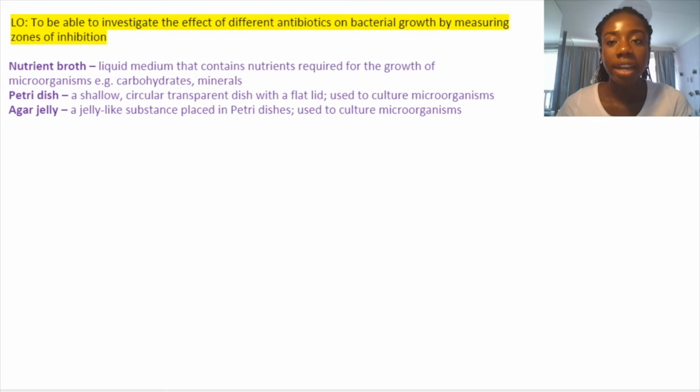These are our three definitions for this video. The first one is nutrient broth, which is a liquid medium that contains nutrients required for the growth of microorganisms. This includes things like carbohydrates and minerals. Second one is a petri dish, which is a shallow, circular, transparent dish with a flat lid, which is used to culture microorganisms. The third is agar jelly, which is a jelly-like substance placed in our petri dishes, and that is also used to help culture microorganisms.